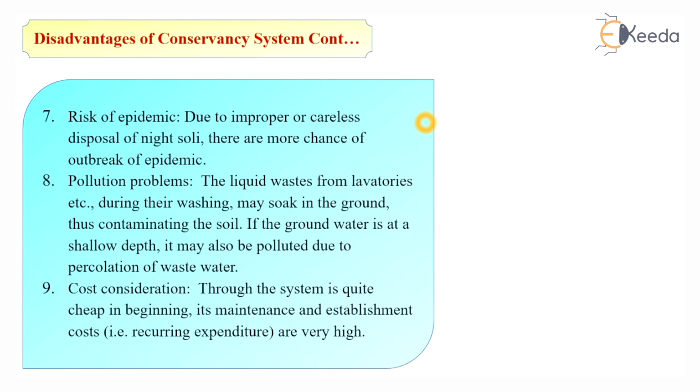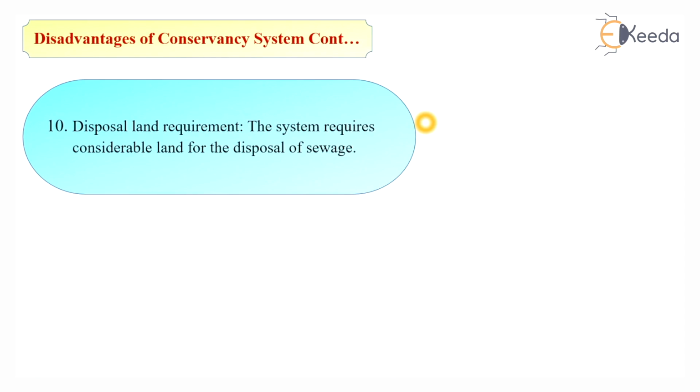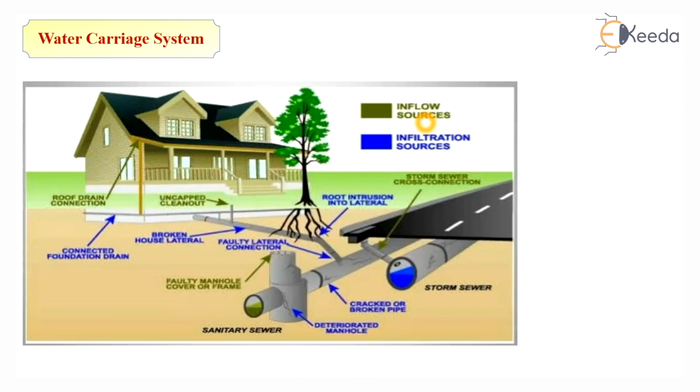Cost consideration. Though the system is quite cheap in the beginning, its maintenance and establishment costs are very high. And the last disadvantage is disposal land requirement. This system requires considerable land for the disposal of sewage. Because of these disadvantages, it is recommendable to go for water carriage system.